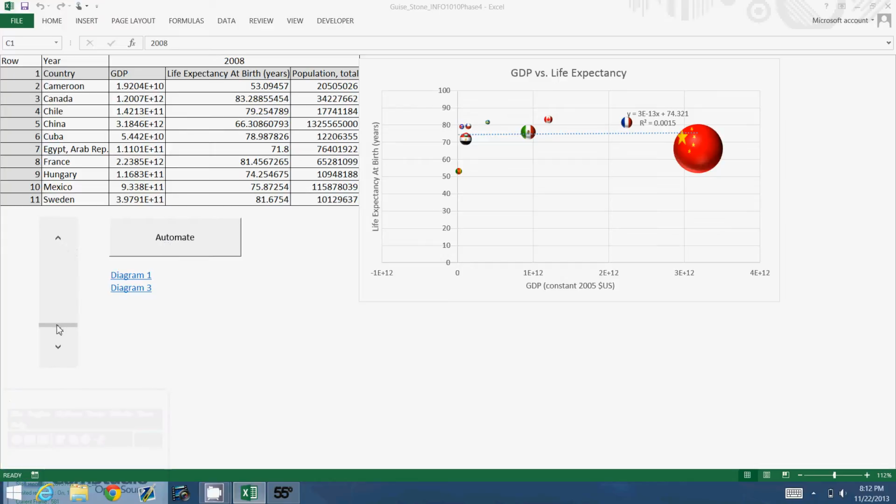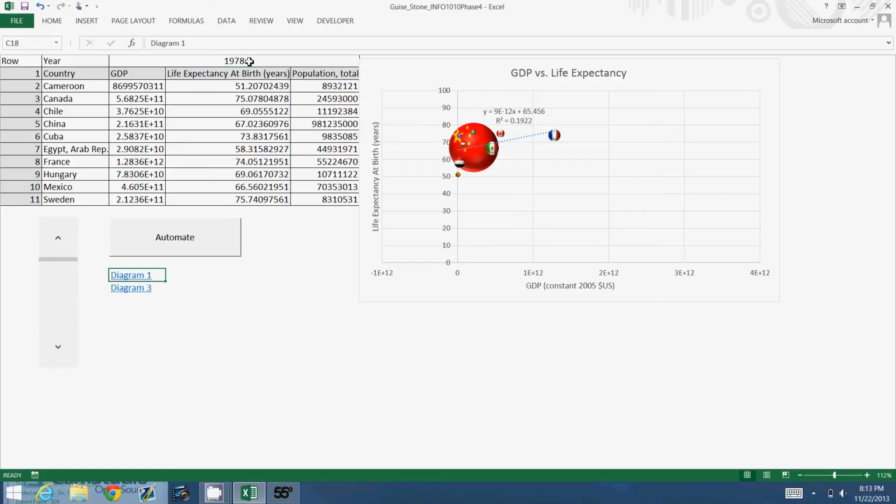So, in the beginning of the data, in 1978, it slightly shows that the higher the GDP, the higher the life expectancy is. Like here, here, here. But there's no correlation with the population. Like China here is a huge population, but has a very low GDP and a relatively low life expectancy.